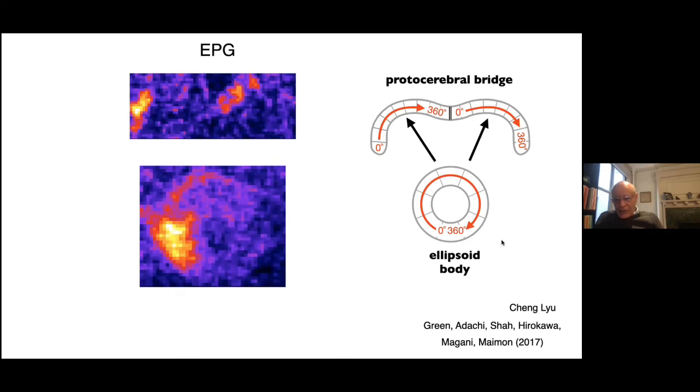And my explanation for it is, down here in the ellipsoid body is where the computation is made. This is where all the inputs come in, by the way. So the inputs that drive the compass come in down here. And this is really a way of getting that compass signal to other cells. So there's tons of synapses up here by which this compass system is broadcast. So think of this as the real compass and this as a broadcasting system for the compass. Okay, that makes sense?